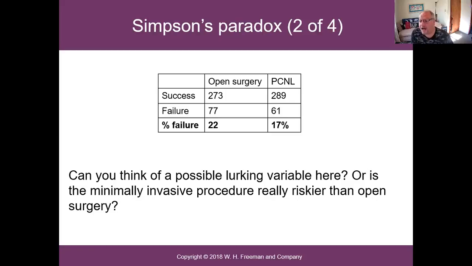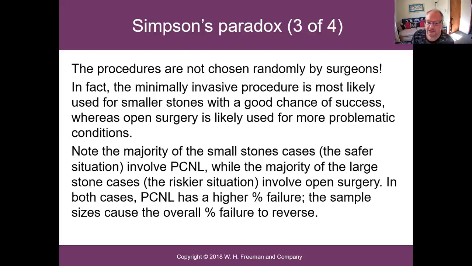So one option here is maybe you shouldn't be measuring it that way. Maybe you should be looking at the measurements in terms of two different other variables. There's other ways to say it. Maybe we should just do all surgeries or something like that. But in other words, Simpson's paradox does appear here. The procedures are not chosen randomly by the surgeons. The surgeon can't come in and say, today I feel like doing open surgery. They have to be carefully prescribed, right? In fact, the minimally invasive procedure is most likely used for very small stones with a very good chance of success, whereas open surgery is likely for more problematic conditions, right?